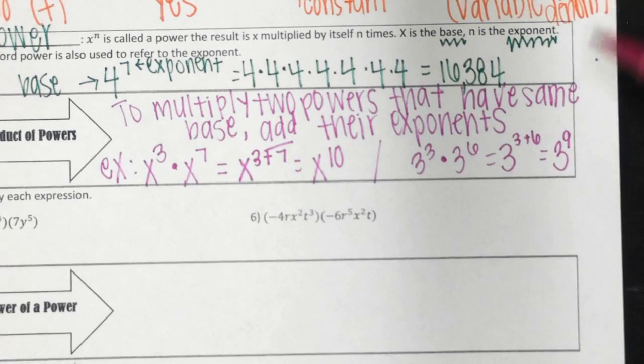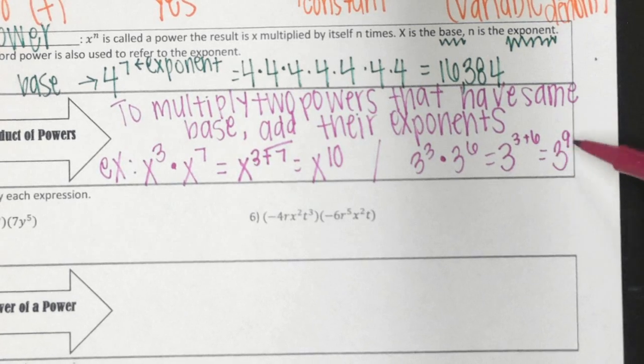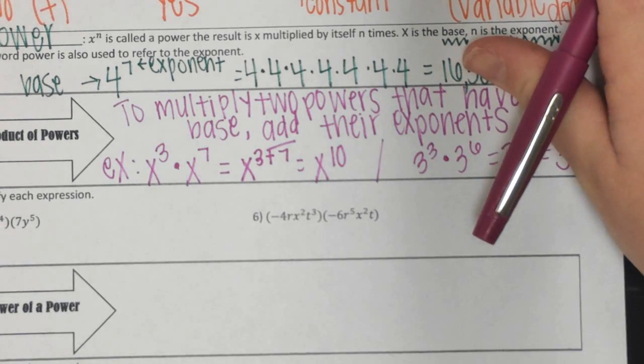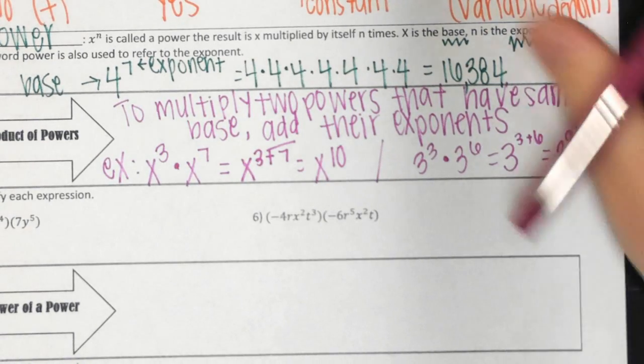So you could go back in your calculator and plug in 3 to the 9th power. Or multiply 3 by itself how many times? 9. Good. Let's do some examples.